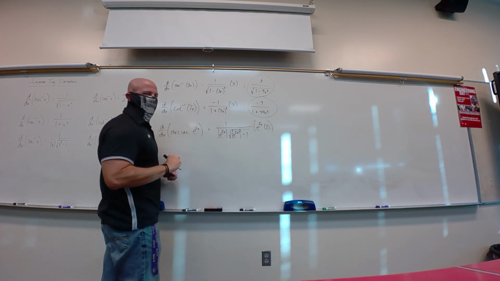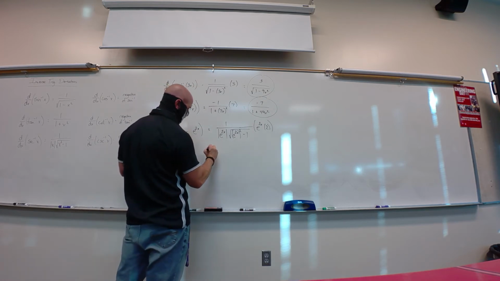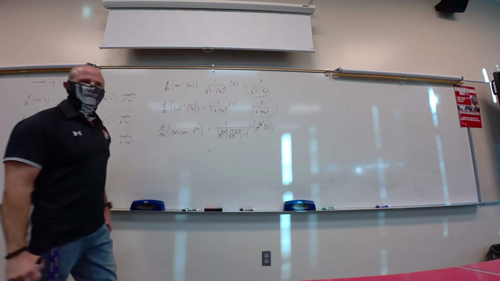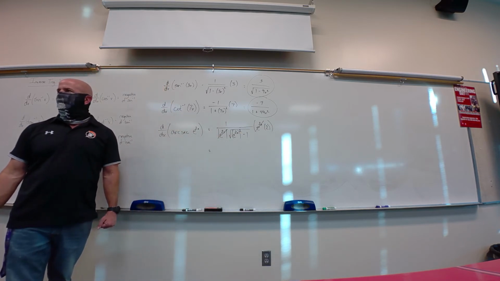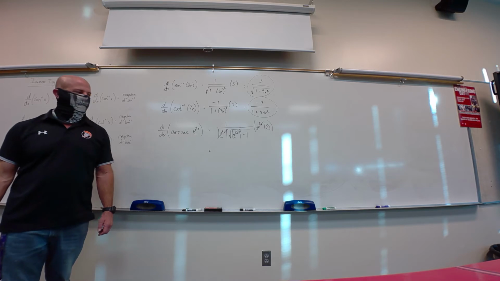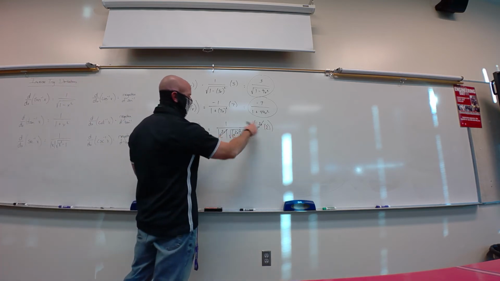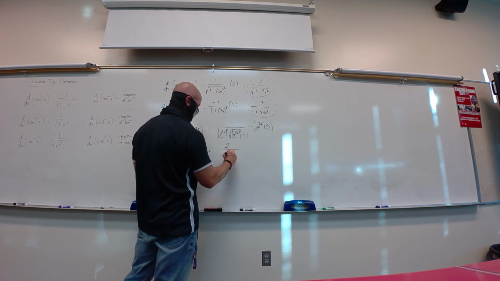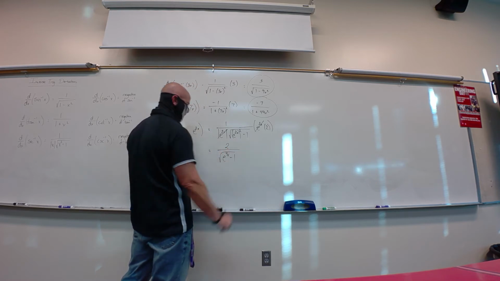So now my simplified form. You actually cancel e to the 2x out with e to the 2x. In this case, 2 would go on top, 2 over e to the 4x minus 1, and that inside that square root.